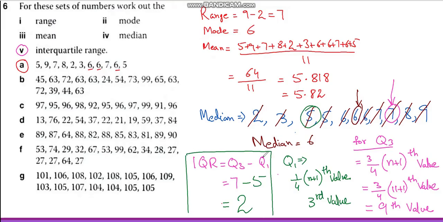So this is how you can find IQR. First, you need to find the position of Q3 and the position of Q1, and then you just need to take the difference. So similarly, you can do the remaining parts. I'm leaving these parts for you. You can easily do this. Now we'll proceed to the next question.